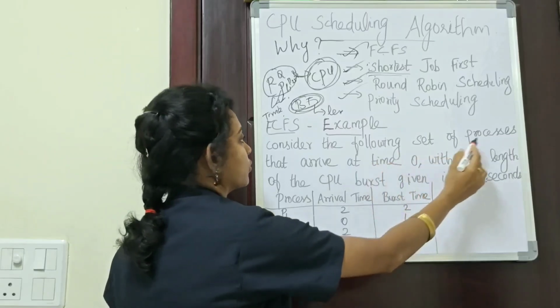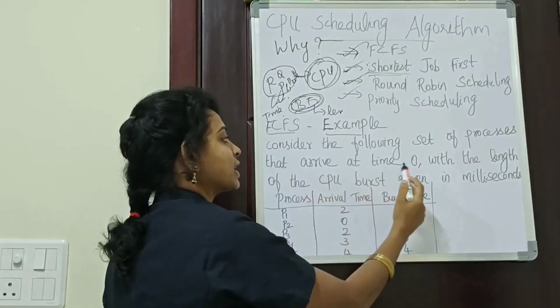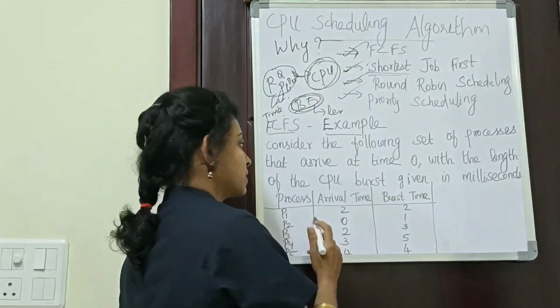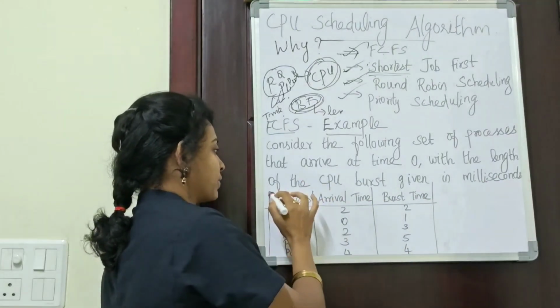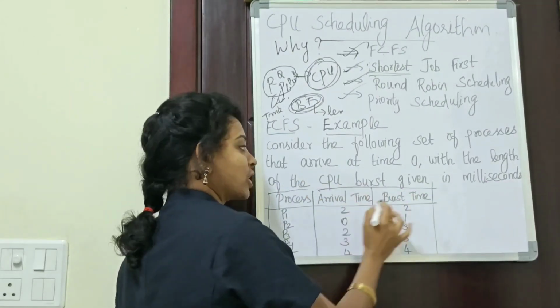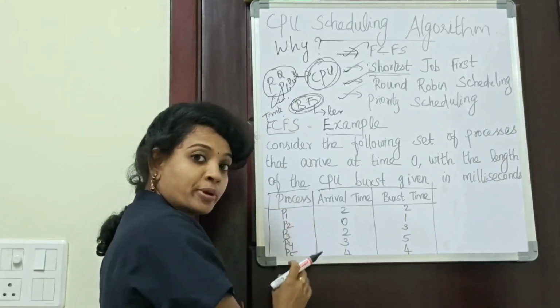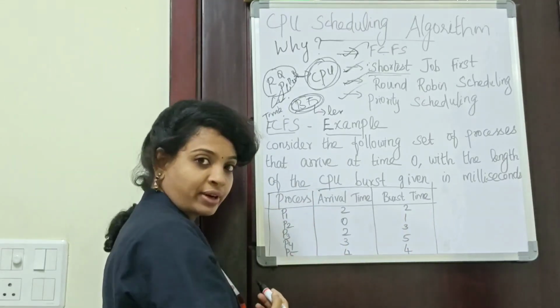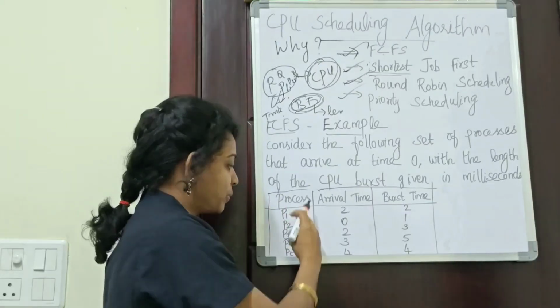Consider the following set of processes that arrive at time 0 with the length of the CPU burst given in milliseconds. In the question they have given the process, arrival time and burst time. How many processes do we have here? P1, P2, P3, P4, P5. So they have given 5 processes in the question.